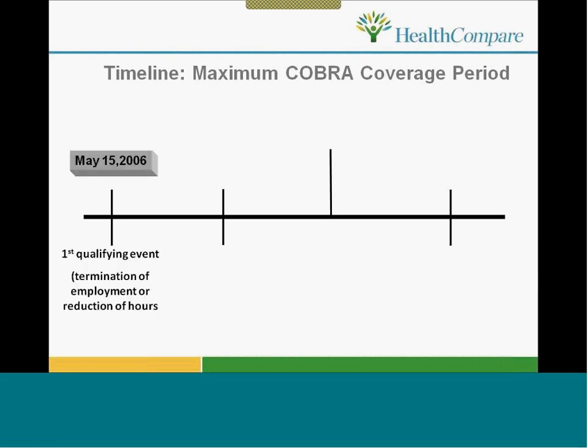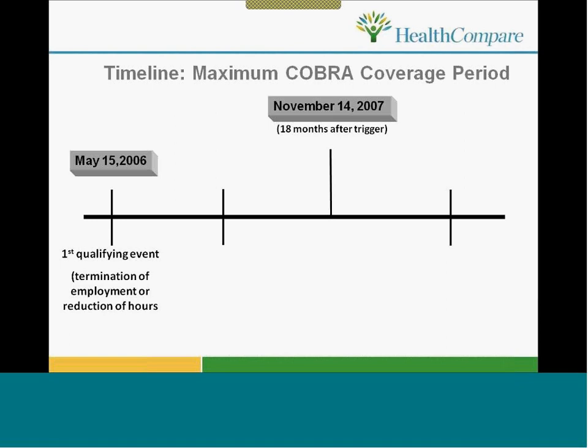Say I have a COBRA qualifying event that occurs May 15 of 2006, causing a loss in coverage. I terminated the job. In some cases, it can be the same day. In most cases, it's the end of the month. But for our example, it's May 15, 2006. COBRA will usually end 18 months later, November 14, 2007.